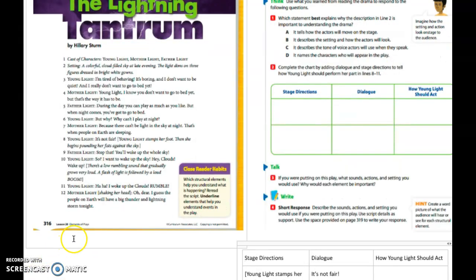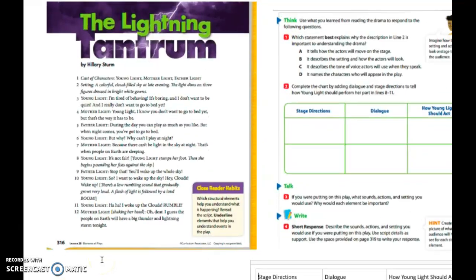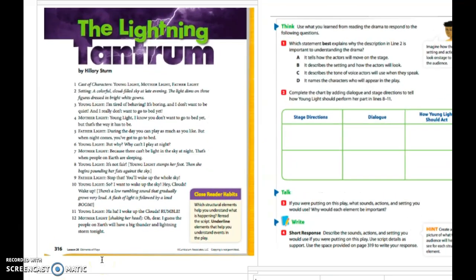Okay, so when I start my unravel, I see that there is the caption, the lightning tantrum. And when I think of tantrum, I think of a baby, and when a baby is upset and they're throwing a big fit because they're feeling frustrated. So when I think of a lightning tantrum, I'm thinking that the lightning might be like a human in this story, and he or she might be feeling upset and throwing a fit.